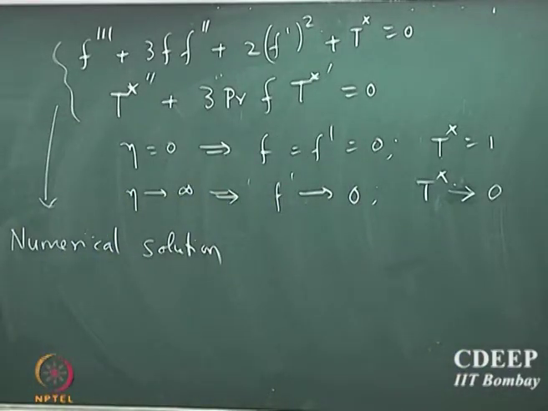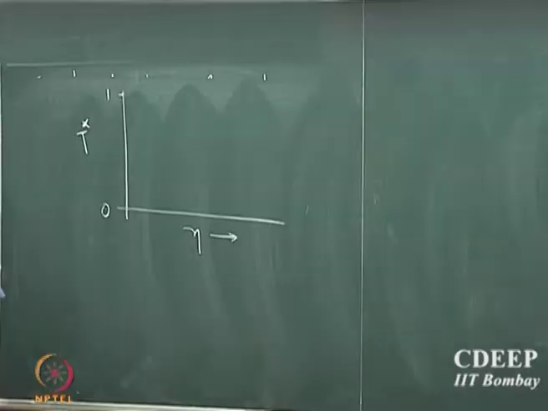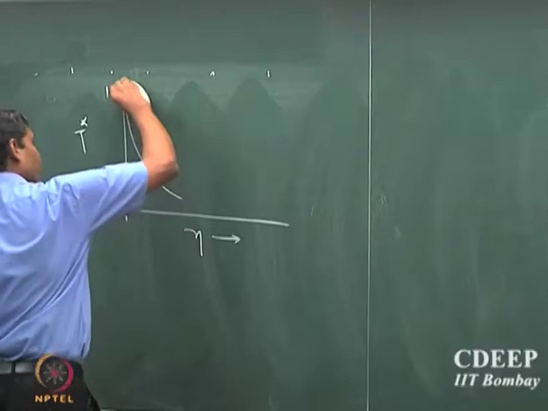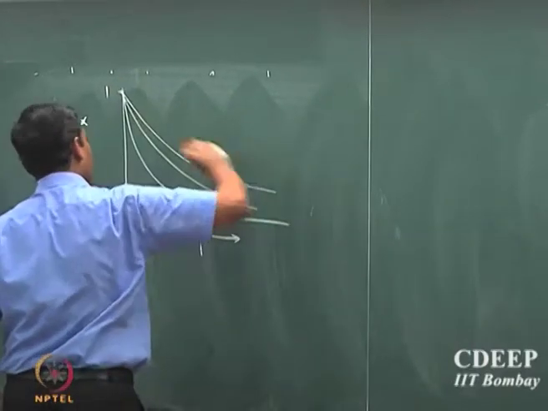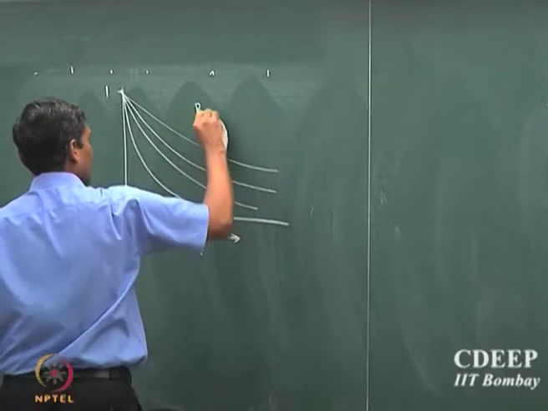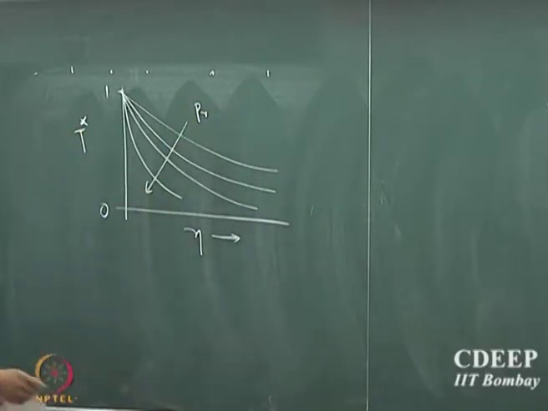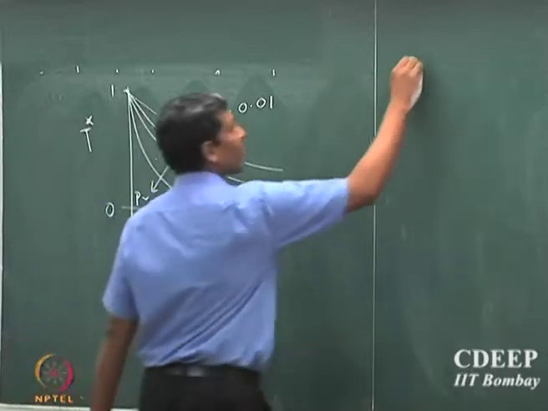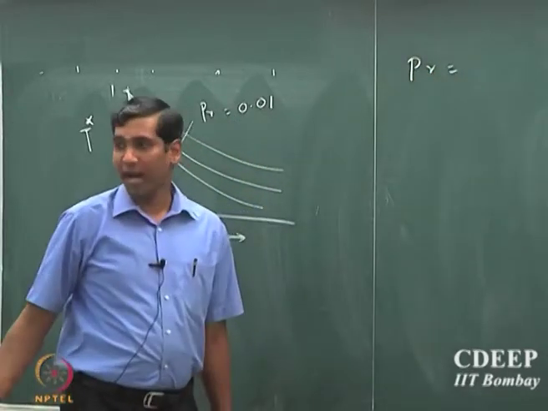So the numerical solution for the temperature profile, T star going from 0 to 1, and this is eta. Okay. So the solution would look like this, and this is increasing Prandtl number. When we increase Prandtl number, we will have a faster fall in the temperature profile. Why is that? So let's say this is 0.01, and Pr equal to, let's say, 1000. What happens when we increase Prandtl number? What is Prandtl number? It's nu by alpha, right?